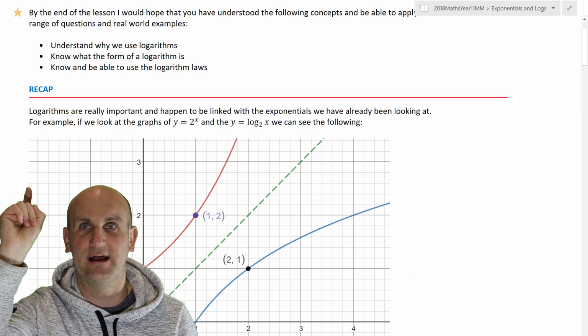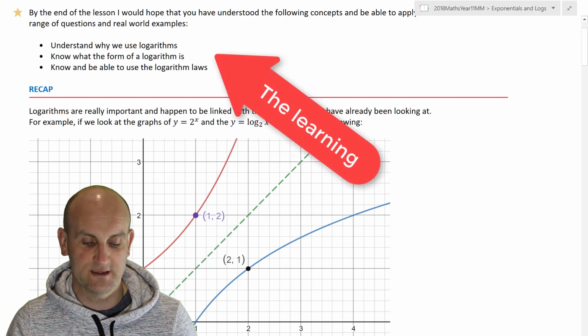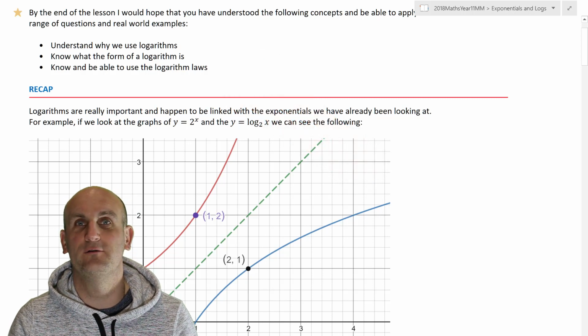So by the end of the lesson, as I say above me, hopefully I'll let you understand what logarithms are, what the general form of a logarithm is, and know how to use logarithm laws.